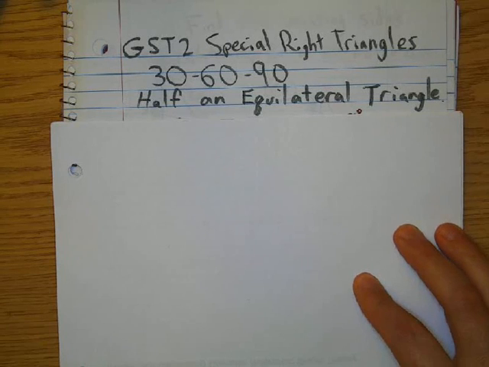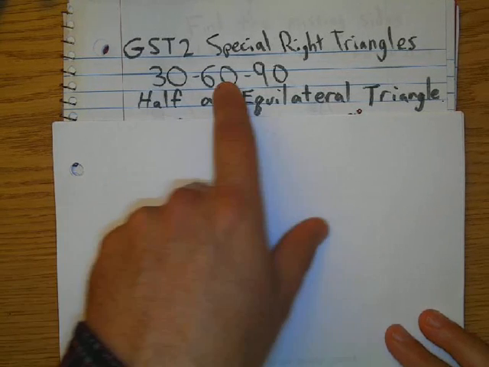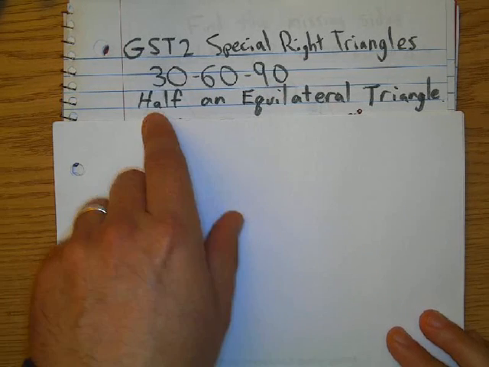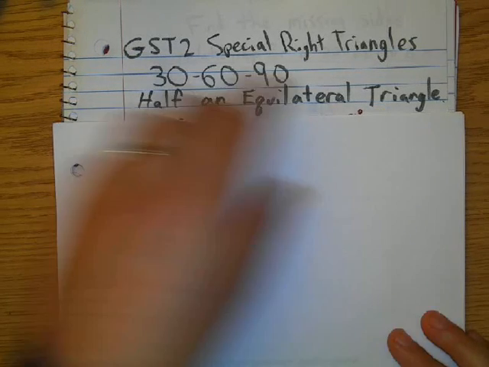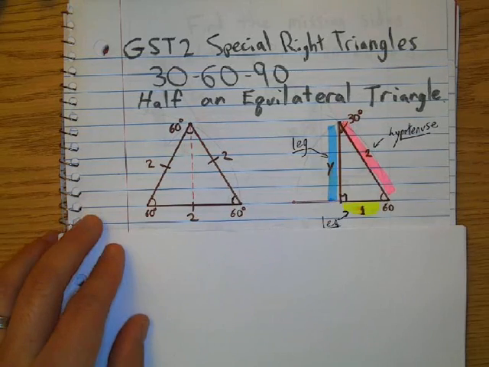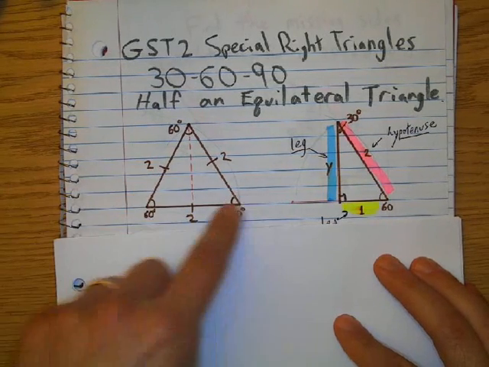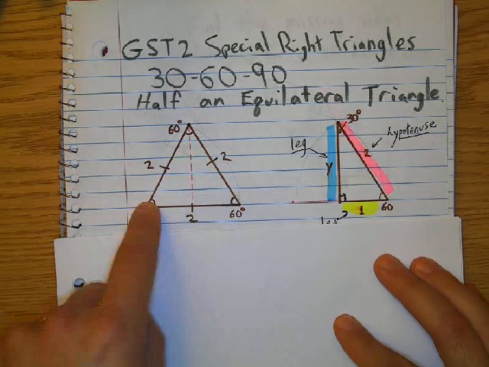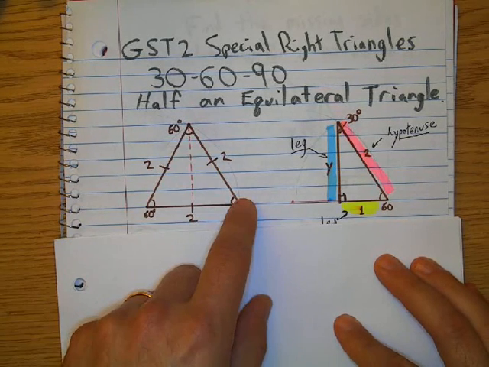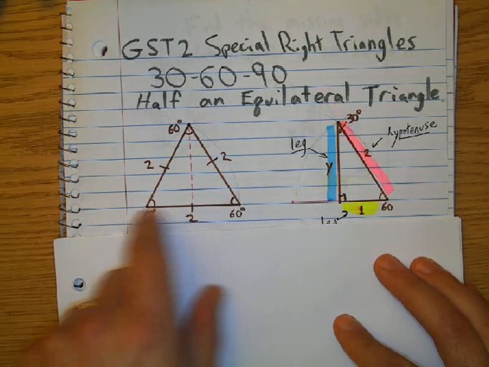Okay, we're going to talk about 30, 60, 90 triangles. And it's best to think of it as half of an equilateral triangle. So if I have an equilateral triangle, that means all three sides are the same length, and all of these angles are 60, 60, 60.